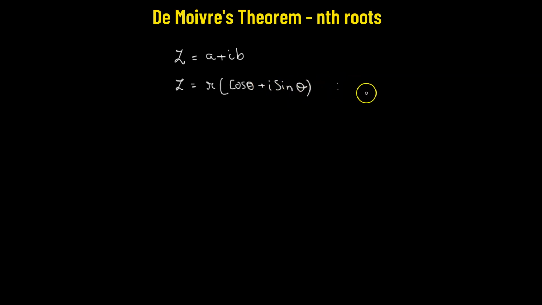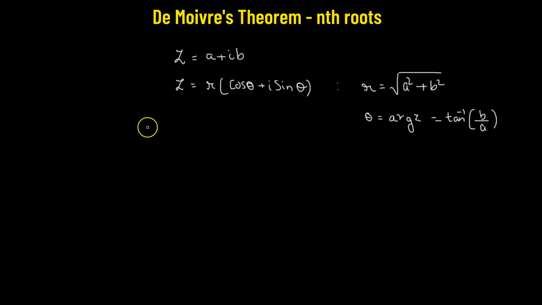Here we have used the fact that r can be represented as the square root of a squared plus b squared, where a and b represent the real and imaginary parts of the complex number, and theta is simply the argument of our complex number, and this is defined as the inverse tangent of the imaginary part, which is b, divided by the real part, that's a.